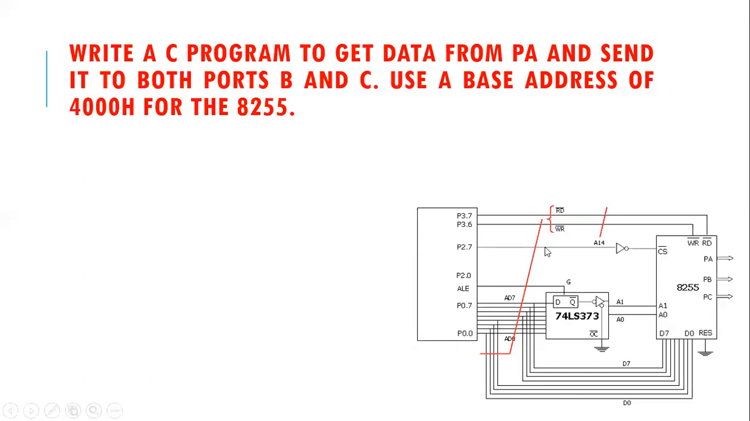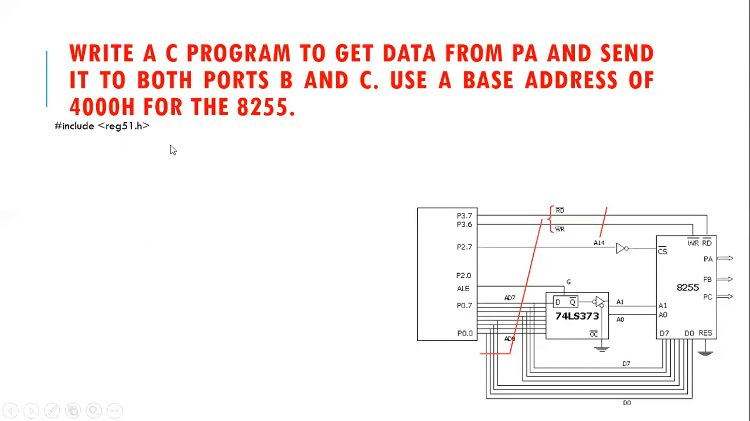So what do we have to do? 400H is the address for port A, 4001 will be the address for port B, 4002 will be the address for port C, and 4003 will be the address for the control register. Depending on whether we are using the ports as input or output, we write the control register content. Previously we worked out the same thing, and we are going to follow it here.